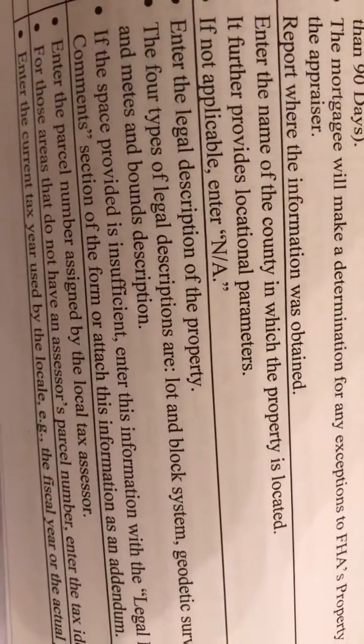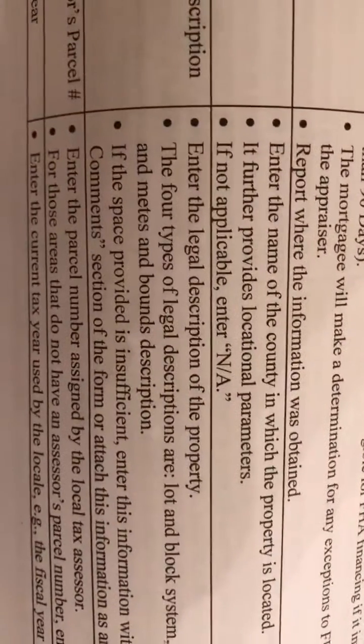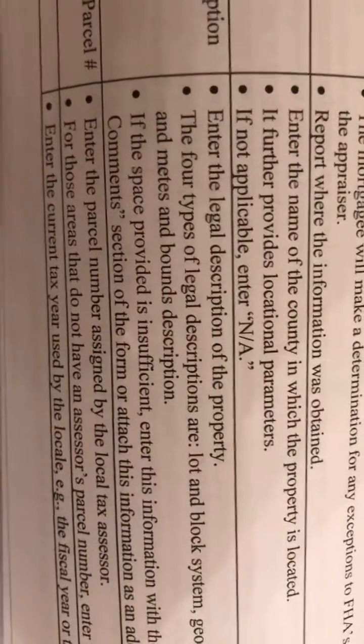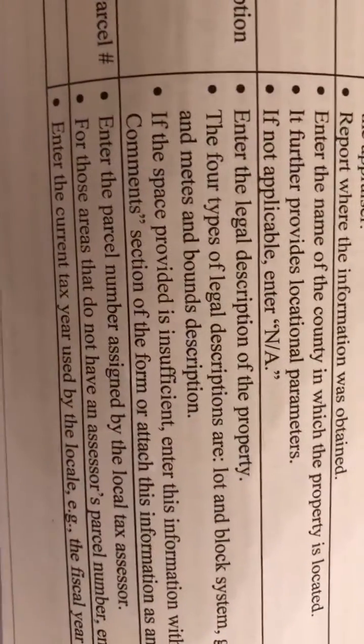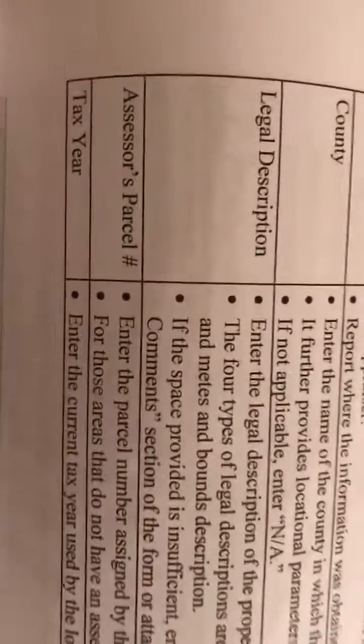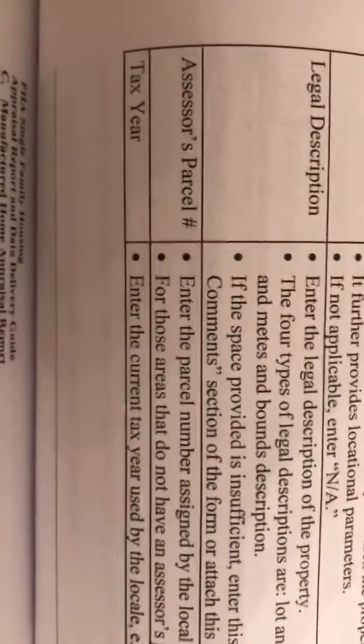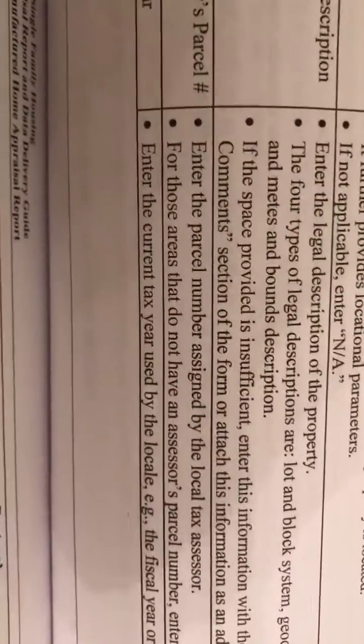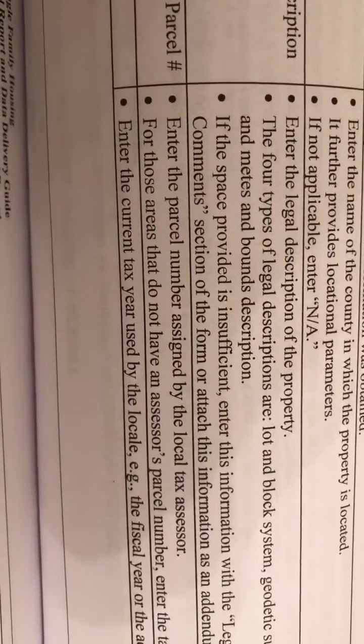Field, county. Protocol. Enter the name of the county in which the property is located. It further provides locational parameters. If not applicable, enter NA. Field, legal description. Protocol. Enter the legal description of the property.